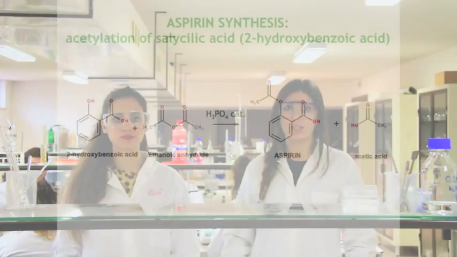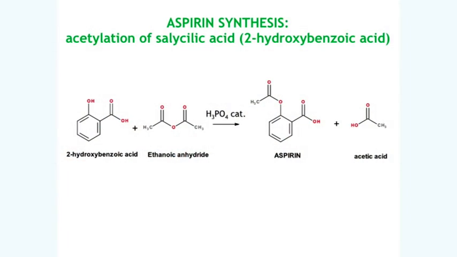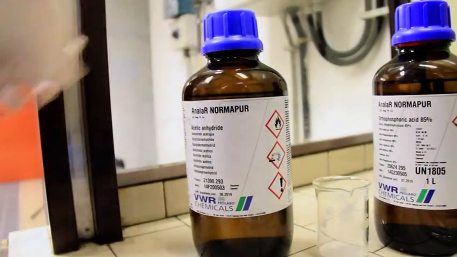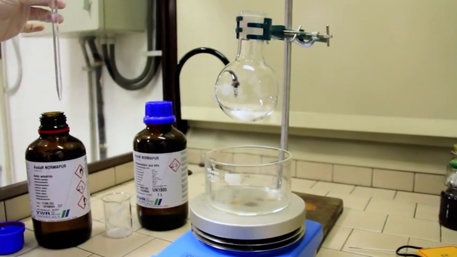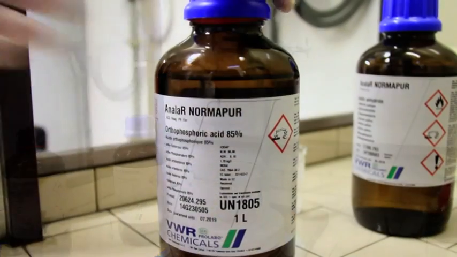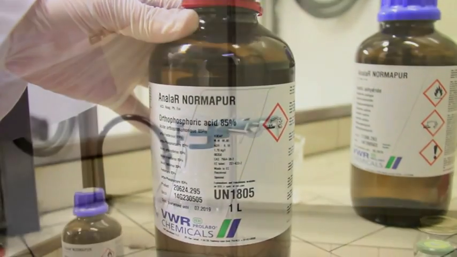Making the compound is easy. It's an acetylation of salicylic acid with acetic anhydride. Let's do it! In a round bottom flask, weigh 2 grams of salicylic acid, add 6 milliliters of acetic anhydride and a few drops of phosphoric acid.